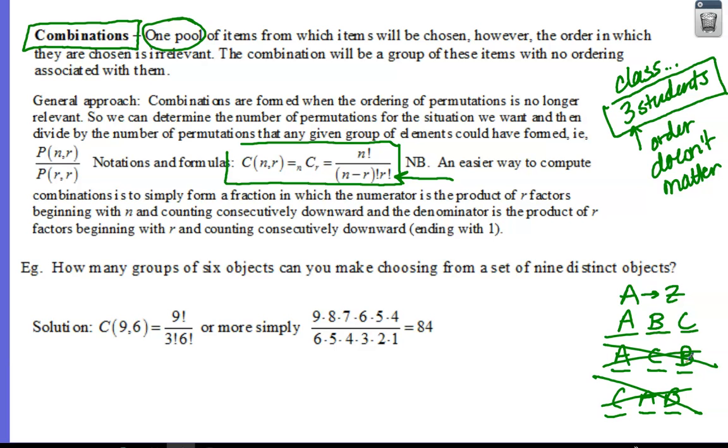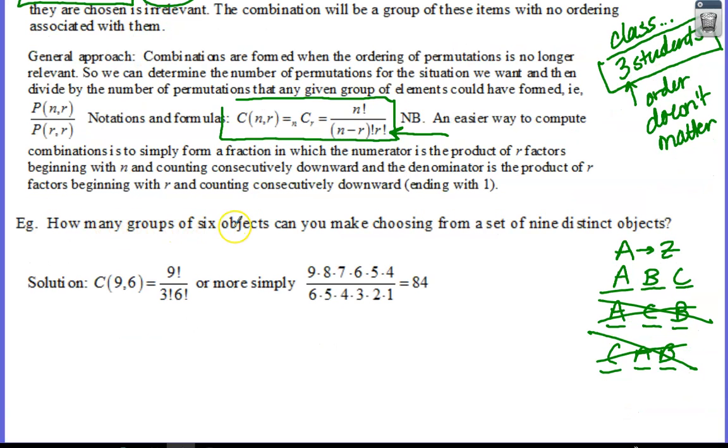So let's see what it looks like as a problem. How many groups of 6 objects can you make choosing from a set of 9? And when I say distinct, that means that they're not repetitive, so they're different items. Okay, because I'm saying groups, order does not matter here. You know it's a combination. You know you're doing 9 total different objects. You're taking them 6 at a time.